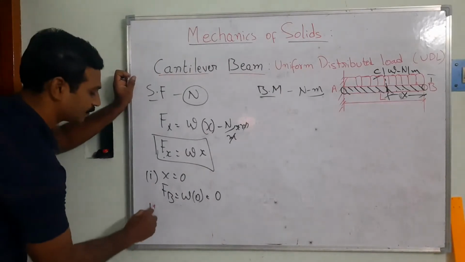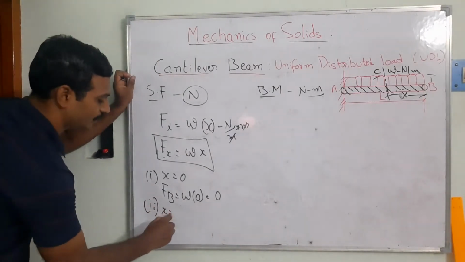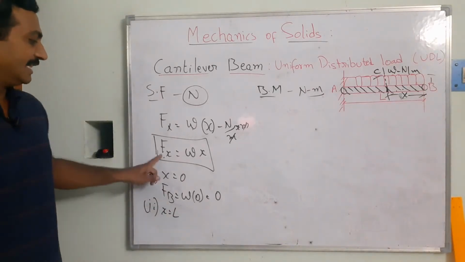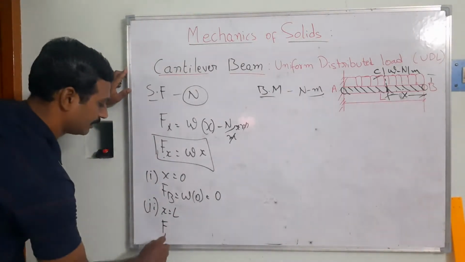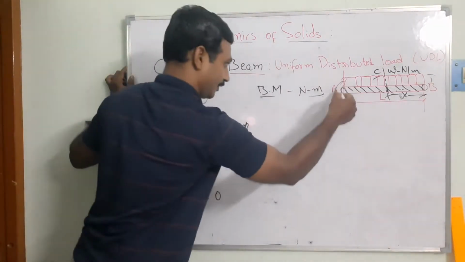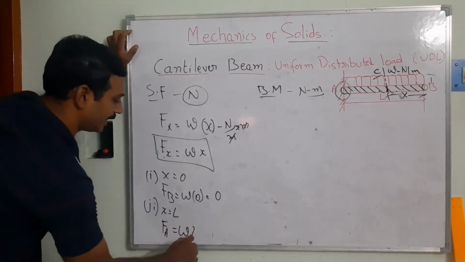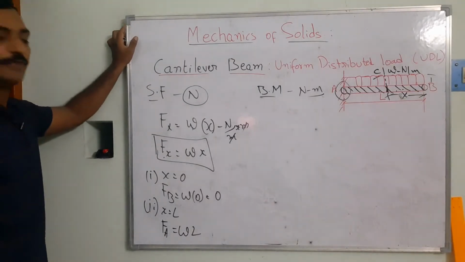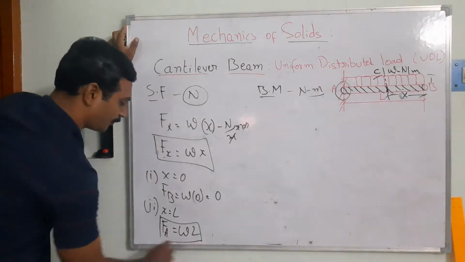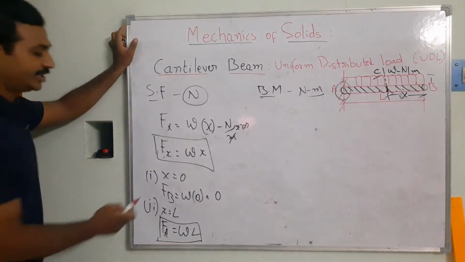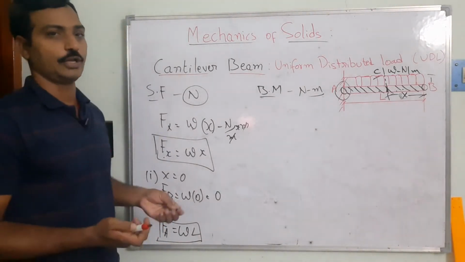In the second case, I am substituting x is equal to L. When I substitute x is equal to L, then this will become FA. So that means we are calculating the shear force at point A. That is equal to W into L. Then finally, this is going to be the shear force, right? That is going to be W into L, we got it. The shear force at B is equal to 0.